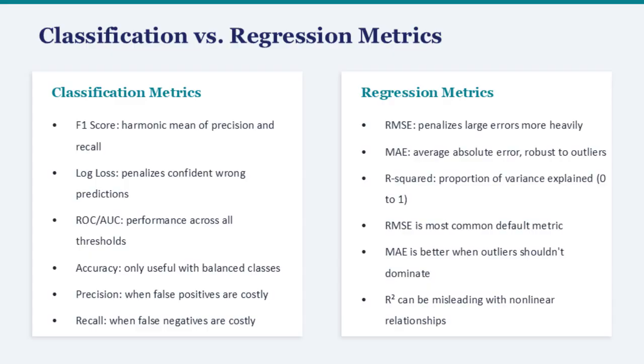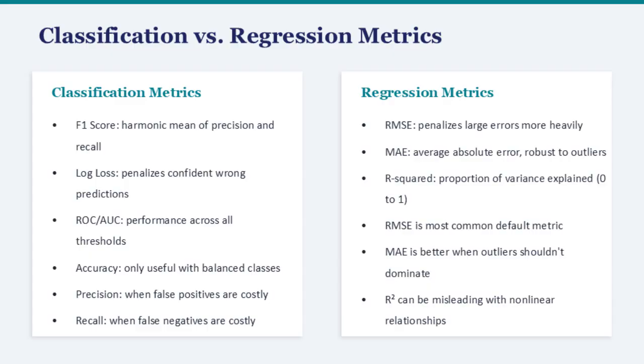Now, moving on to regression metrics. RMSE, or root mean squared error, penalizes large errors more heavily because of the squaring part. It's the most common default metric used. Another metric is MAE, which is mean absolute error. It is the average of all the absolute errors and is more robust to outliers because it doesn't square them.